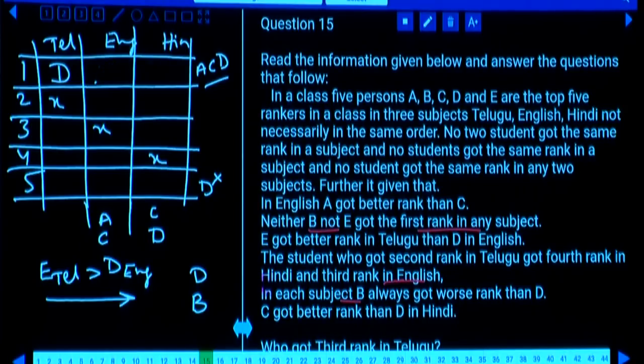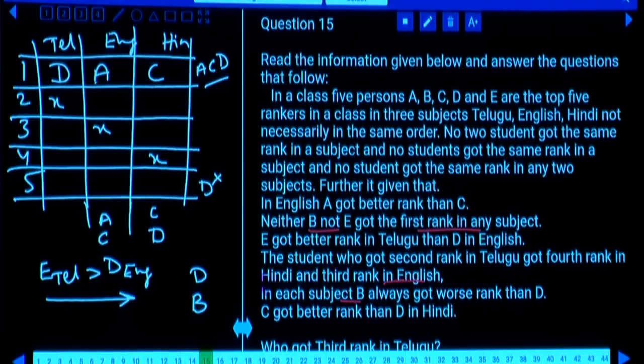If D is the first rank in Telugu, now we are left with A and C. Out of which, can C be English? Can C come at this place? No, because A got better rank than C. As A got better rank than C, this person must be A. If this person is A, this person must be C. D, A and C were finalized.